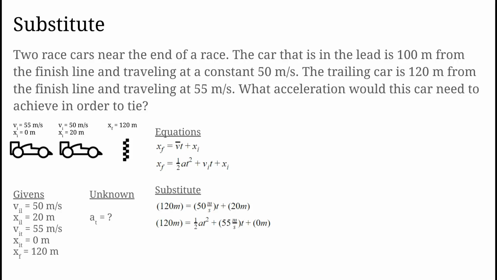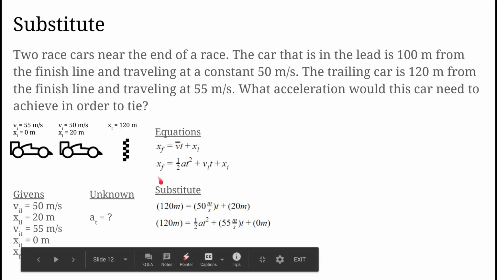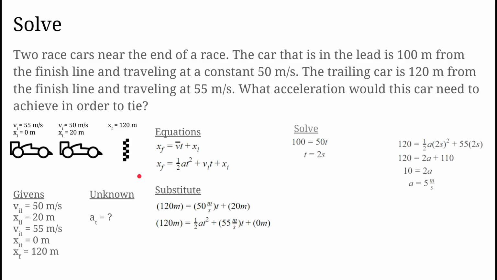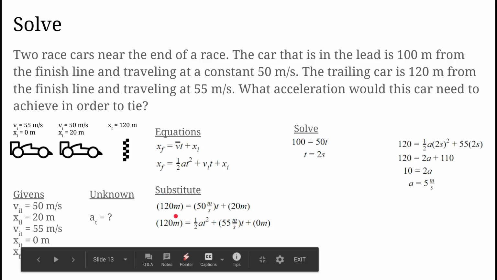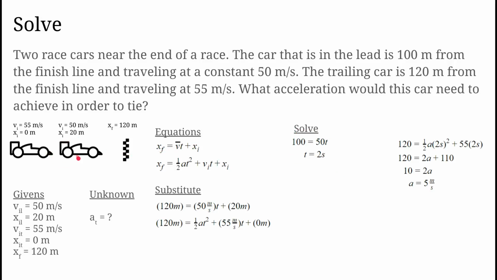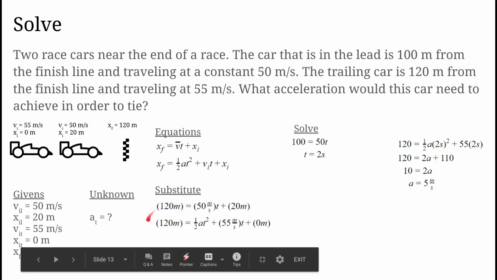To substitute into these equations, we're taking the given values. Notice that for the final position of both cars, we're going to put the same final position because we want them to end up at the finish line at the same time. And then we can solve. Now, in these two equations here, for the leading car, we have just one unknown, which is time. So we can fully solve that equation and calculate that the leading car is going to get to the finish line in 2 seconds.